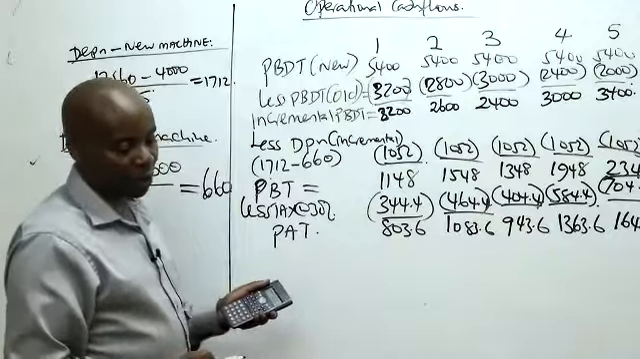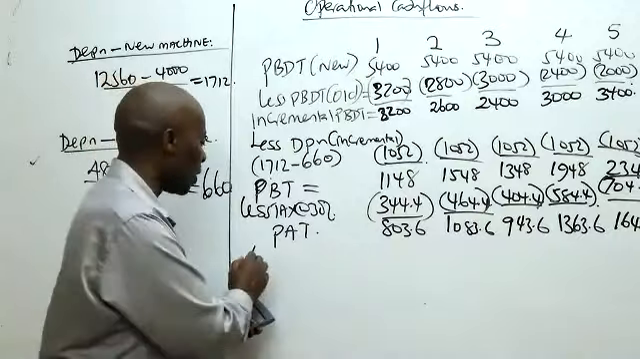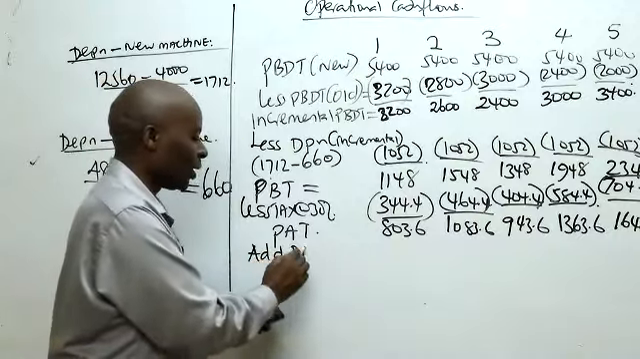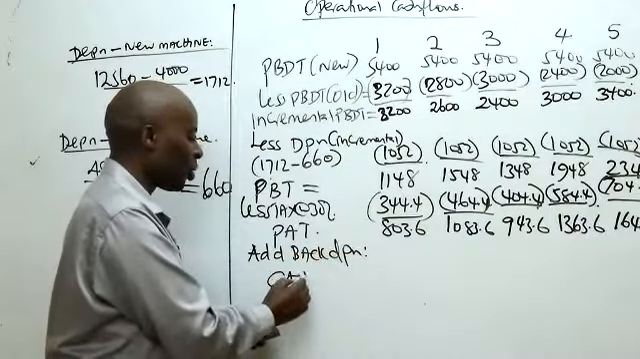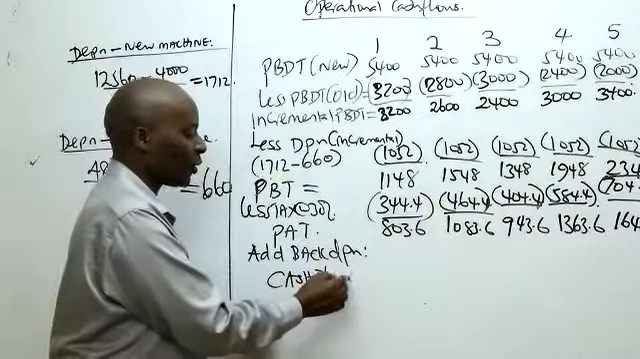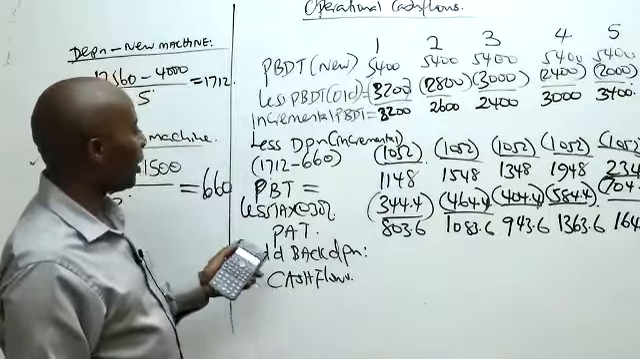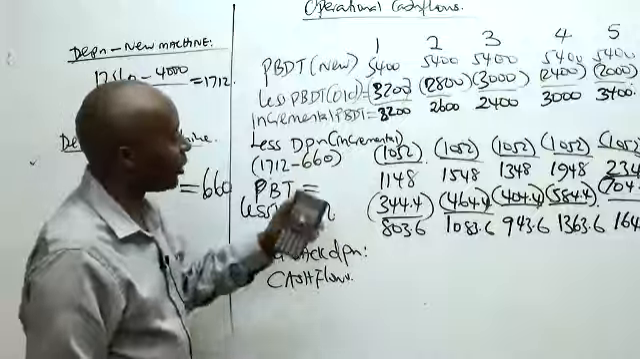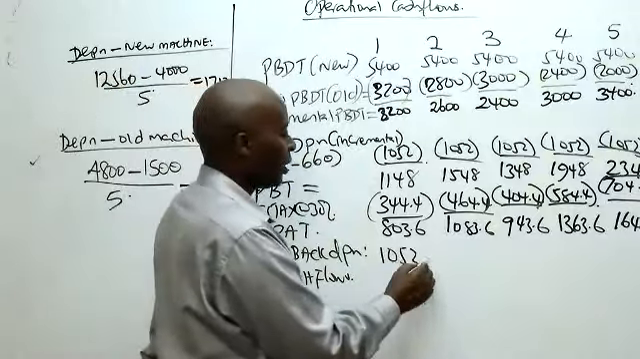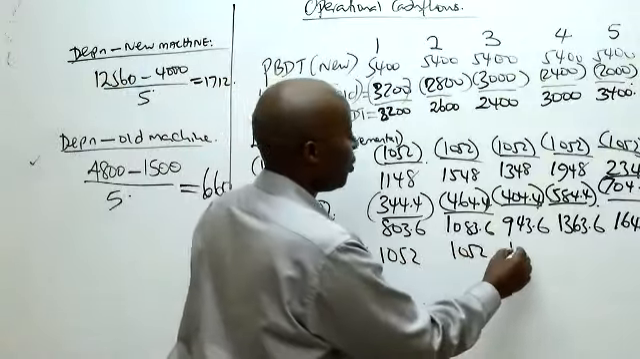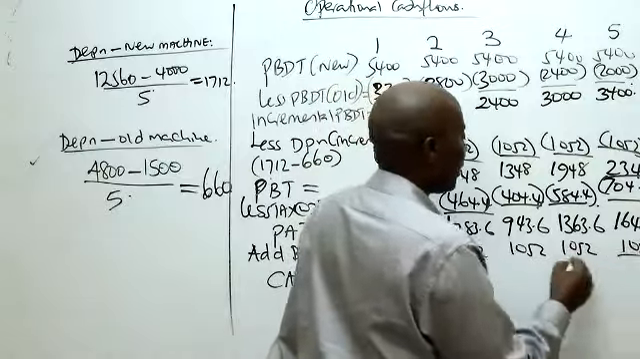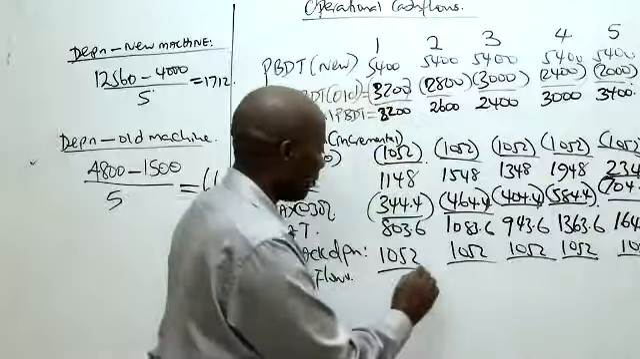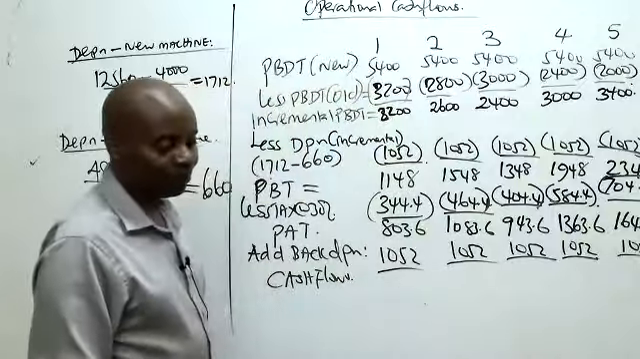After taxation. Profits after tax, to which we will come and add back depreciation. The last thing, you add back depreciation for you to be able to get what we call the cash flows. So our depreciation amounts, already we have them, the incremental 1052, 1052, 1052, 1052, 1052. I'm moving a little bit slow today because I know the sensitivity of this matter, right?